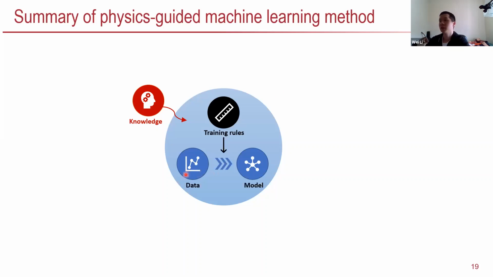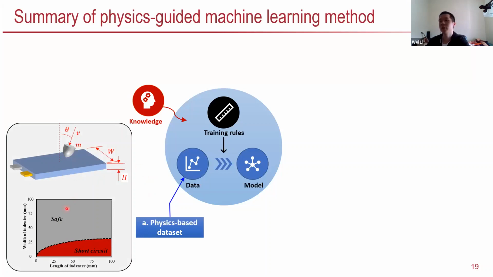And if we want to implement our physics into this framework, it can be one of these three. So for the data, if we use a physics-based data set, then our model will also learn this physics. As in our first case, all the data are generated from our FEM model. So the accuracy is actually highly dependent on the FEM model which we develop.